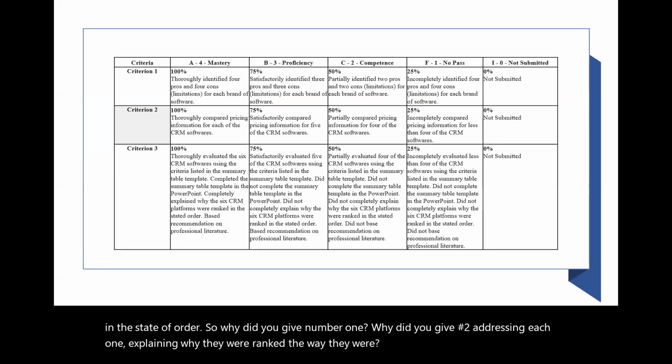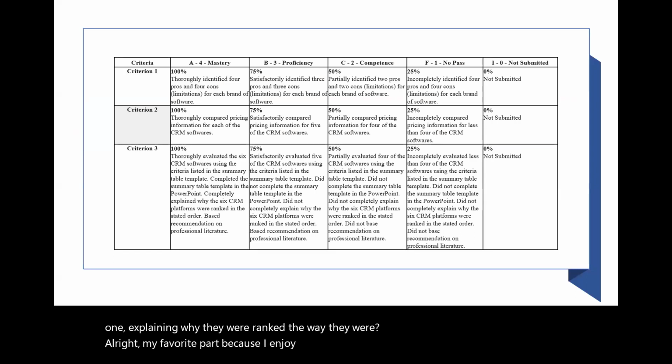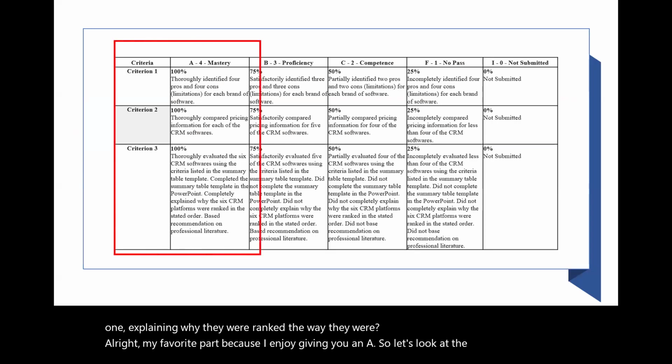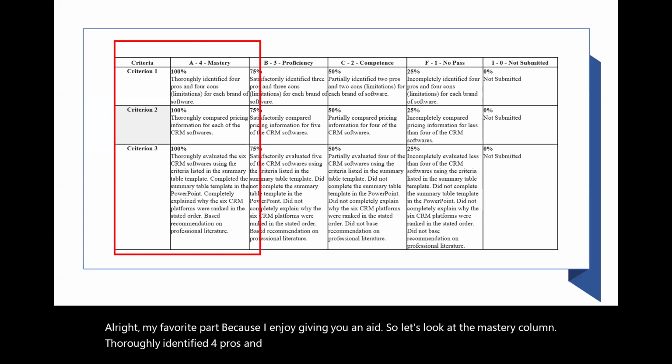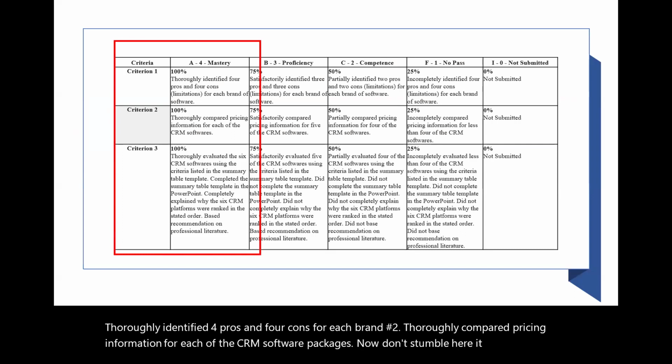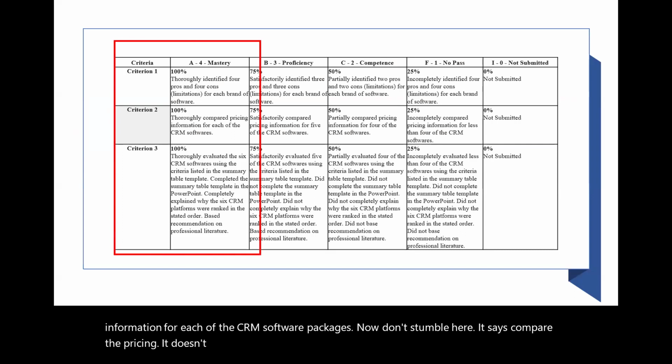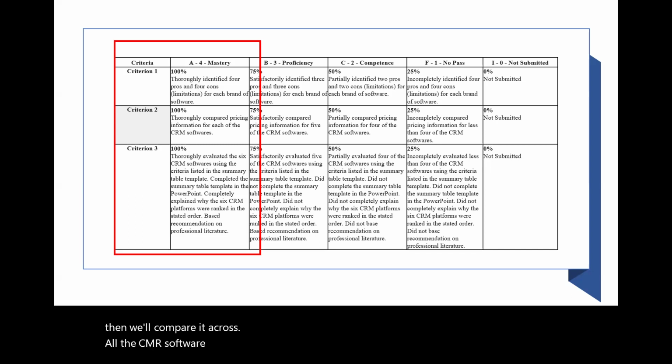All right, my favorite part, because I enjoy giving you an A. So let's look at the mastery column. Thoroughly identified 4 pros and 4 cons for each brand. Number 2, thoroughly compared pricing information for each of the CRM software packages. Now, don't stumble here. It says compare the pricing. It doesn't say list it, but it says compare it. So first we'll find the different prices, and then we'll compare them across all the CRM software packages we're evaluating.